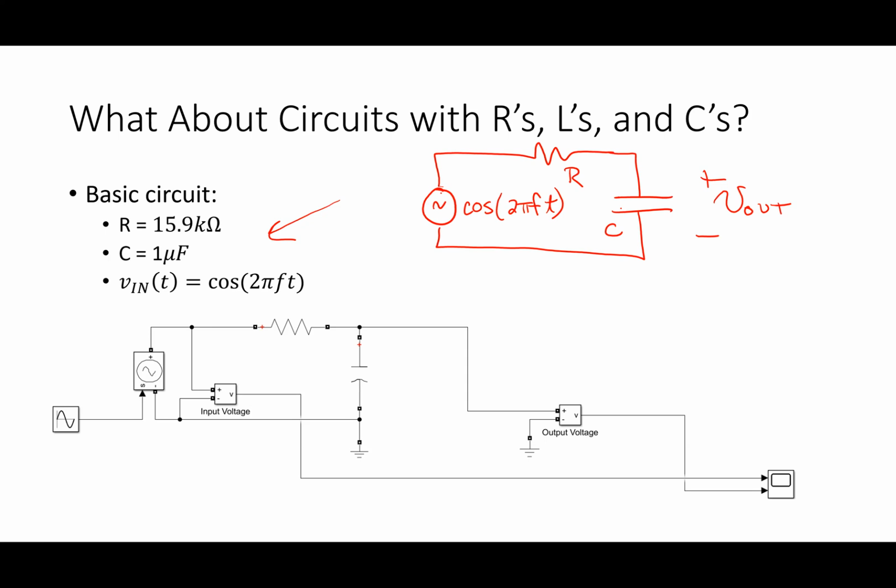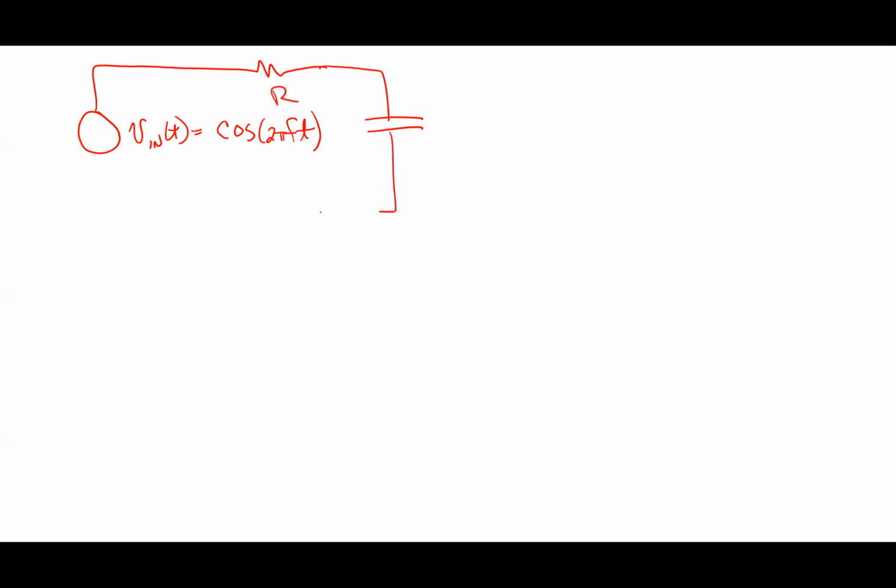Would you create a first order circuit or equation? Yeah, do a first order differential equation. So I've got, I'm going to call this Vn of t, and this guy is going to be cosine 2 pi ft. And I have R and I have C, and this is V out across here.